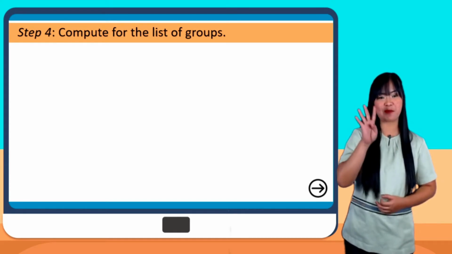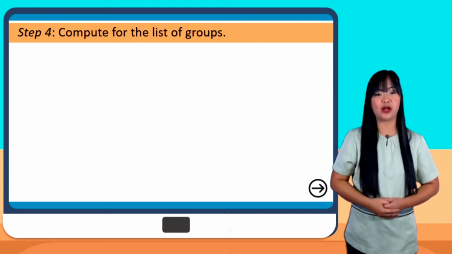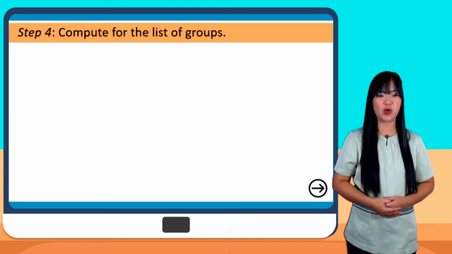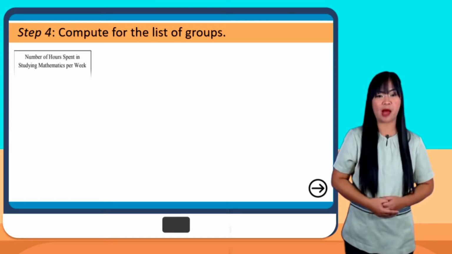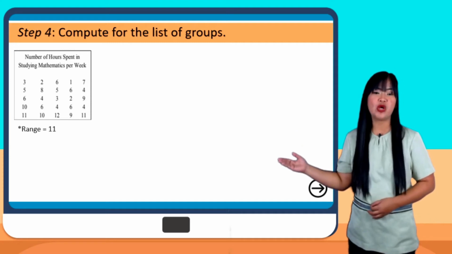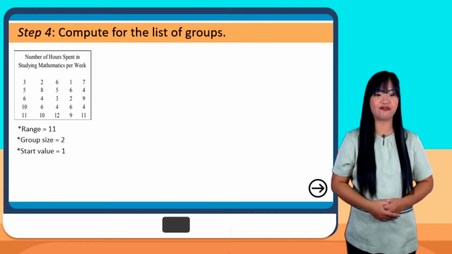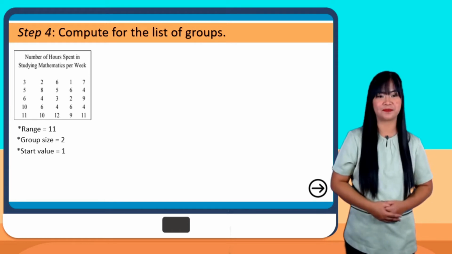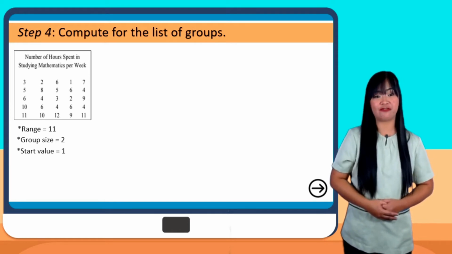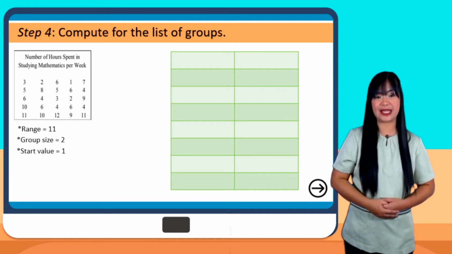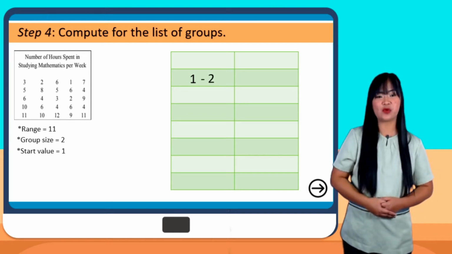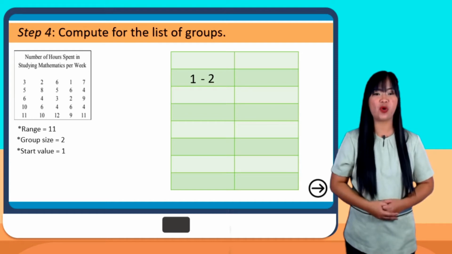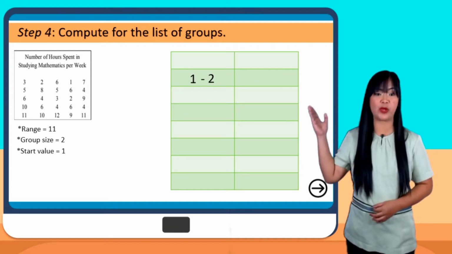Now, we are on step 4, where we will now compute for the list of groups. Remember what we did from steps 1 to 3. We came up with a range equal to 11, group size 2, and start value equal to 1. Now, using the start value 1, we will compute for the list of groups. First, write 1 as the starting value. Then, we will use the class size to know up to which number the first group will be.